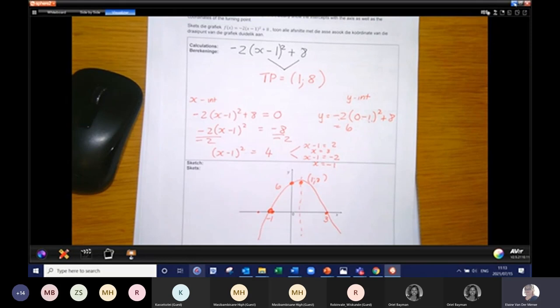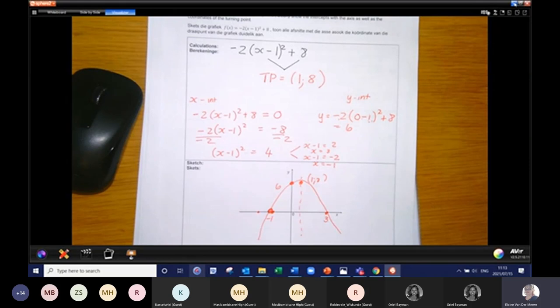Okay, so let's just go to the PowerPoint for the answer for example 2. Let me just find it. Example 2. That's what we had to do. We have to sketch that graph. We know we need the x-intercept, the y-intercept, and the turning point, of course. And I've given you 10 minutes to try, so let's have a look.